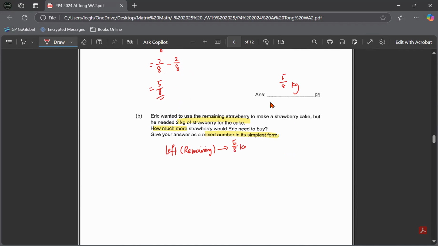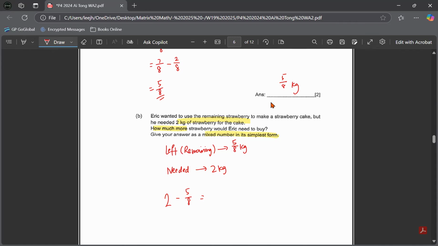You know he had the remaining or left, 5/8 kg. But the question says he needed 2 kg to make the cake. So how much more he need? Which means we have to find the difference, subtract. 2 kg minus 5 over 8. Please, this one have to change to mixed fraction. How do we change to mixed fraction?